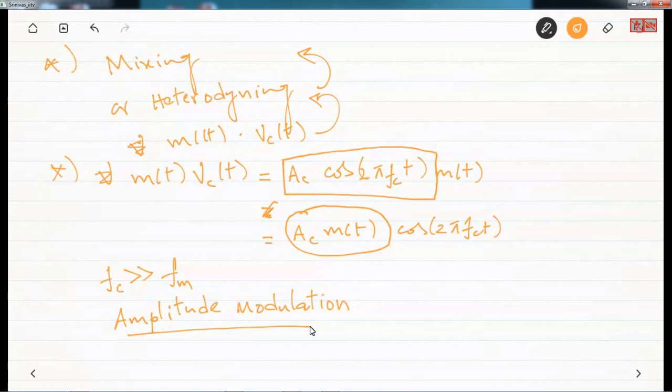We just defined modulation as the process in which one of the parameters of a high frequency signal is varied. The parameters we defined were frequency, amplitude, or phase. And then here, after this multiplication, what we observed was the amplitude of a high frequency signal cos 2 pi fct is getting varied in accordance with the message signal m of t. So through this process, we implemented an amplitude modulation, right?